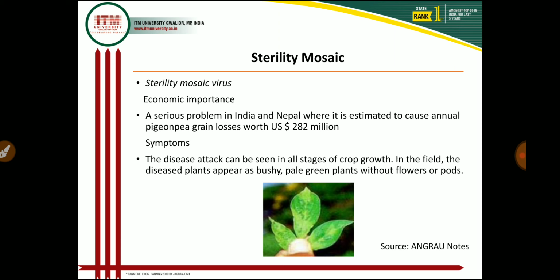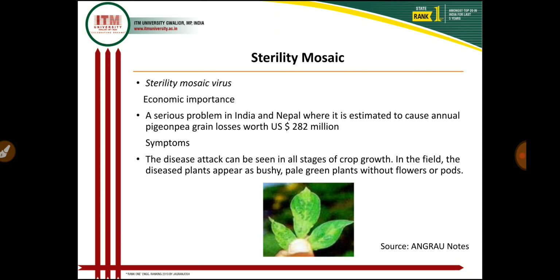And in symptoms, the disease attack can be seen in all the stages of crop growth, and in the field the diseased plant appears as a bushy pale green plant without flowers and pods. So this is the most important symptom of the sterility mosaic virus, in which in photographs we can see the mosaic pattern. That means an intermingling of yellow and green patches present on the upper surface of the leaf. These are the most characteristic mosaic symptoms in the sterility mosaic disease in the pigeon pea.